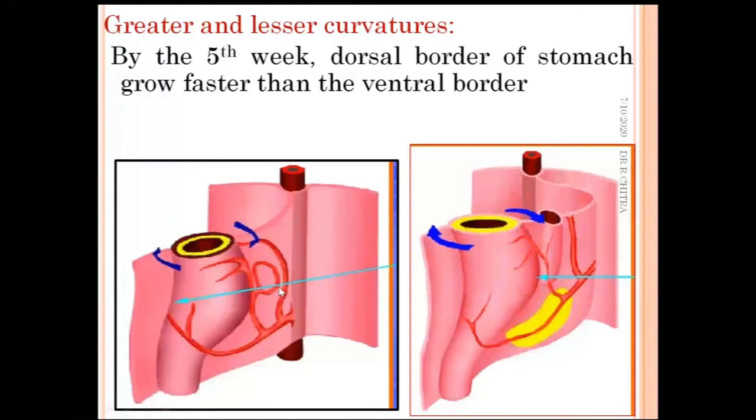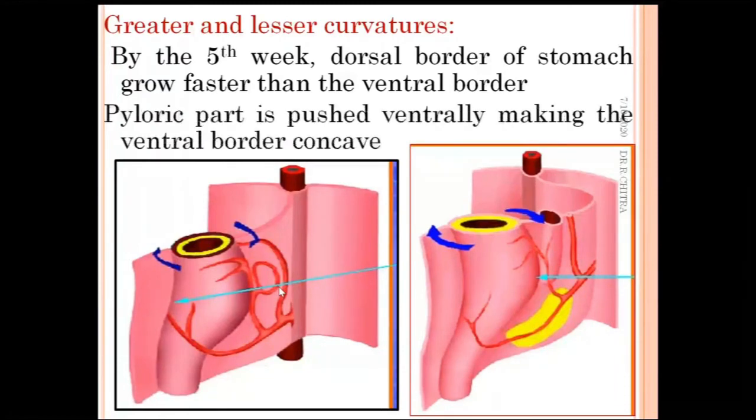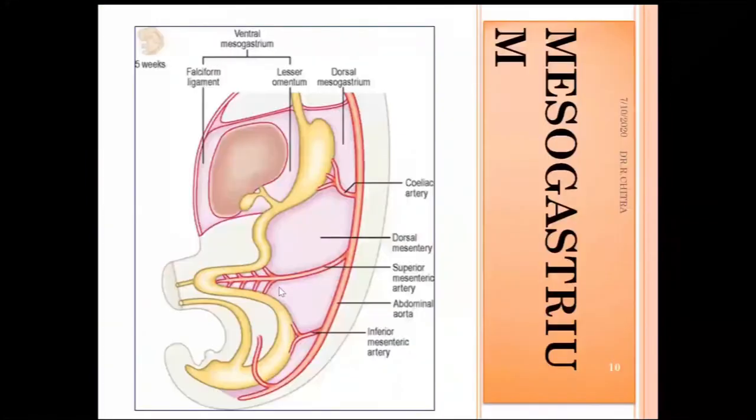So the stomach is now forming by the fifth week and has developed the greater and the lesser curvatures, and this pyloric part is pushed ventrally. We have already seen this is the ventral border and this is the dorsal border. The ventral border has the ventral mesogastrium, which is divided by the entrance of the hepatic bud. So this ventral mesogastrium is divided into two parts, the falciform ligament and the lesser omentum.